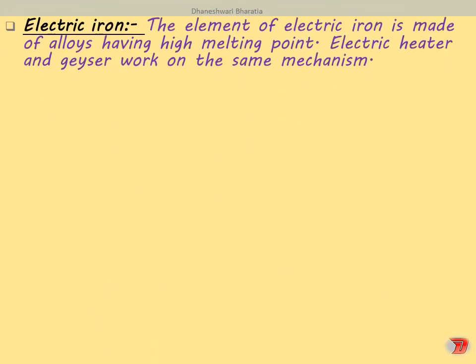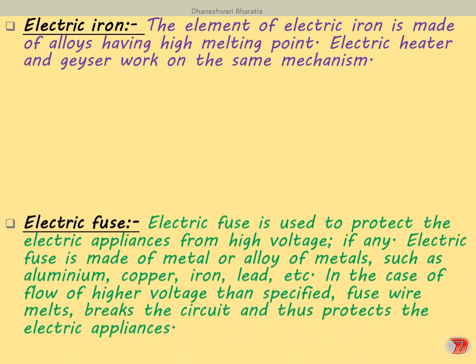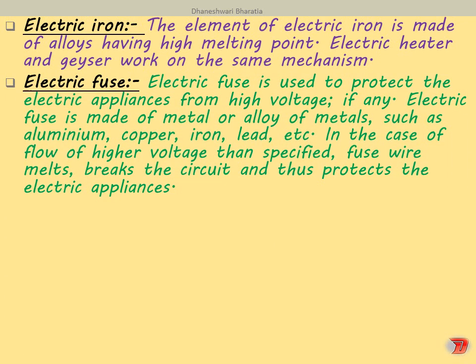Next we have electric iron. The element of electric iron is made of alloy. Alloy, we know, it is the mixture of two metals, or a metal and a non-metal, right? Which is having high melting point. Electric heater and geyser work on the same mechanism. Please remember the examples also.